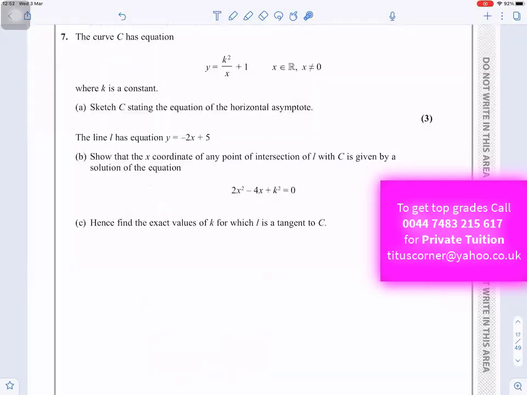Question number 7. The curve C has equation y equals k squared over x plus 1. Sketch C, stating the equation of the horizontal asymptote.